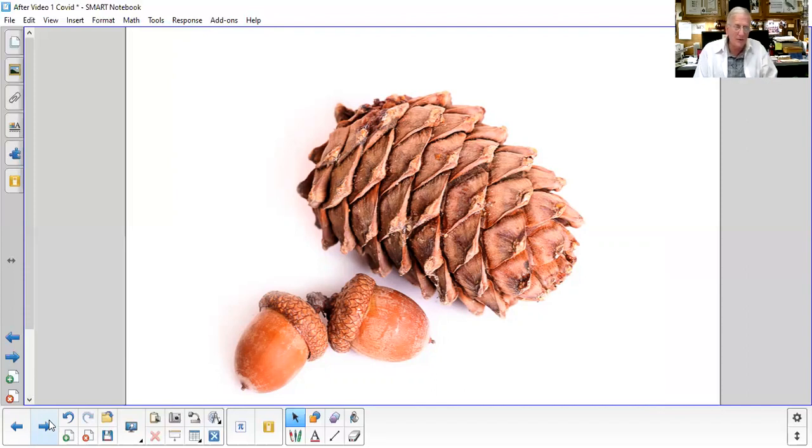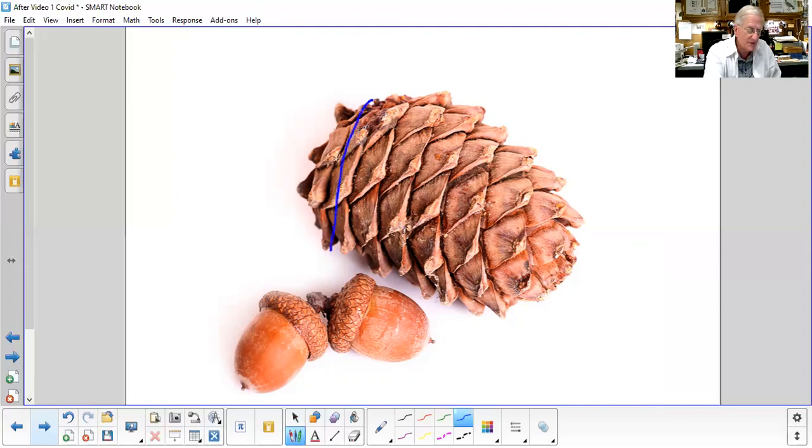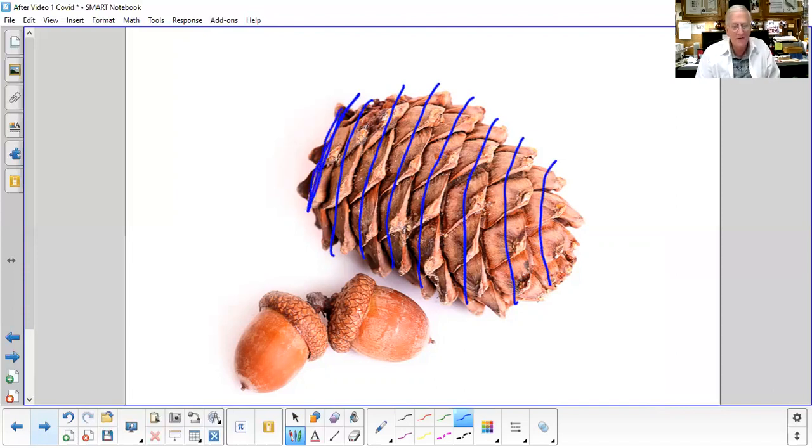I can see some spirals very easily right now going this way. There appears to be one coming down like this. 2, 3, 4, 5, 6, 7, and I believe there's one there. So it appears we have 8 spirals running in one direction on the pine cone. All right. Now, let me go to a different color and let's do the spirals the other way.